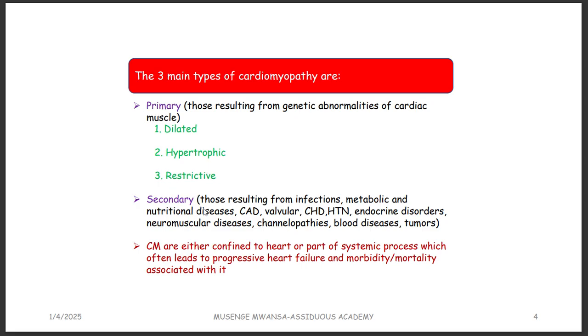Secondary cardiomyopathies result from infections, not really from the heart itself. Remember, every time you're talking about primary, it means that the problem is really affecting or starting from that same organ. But secondary results from things like infections, metabolic and nutritional diseases, chronic heart disease, hypertension, endocrine disorders, neuromuscular disorders, blood diseases, tumors. Okay, different things. So cardiomyopathies are either confined to the heart or they can be part of a systemic process, like a systemic infection not only affecting the heart, and this can lead to progressive heart failure.